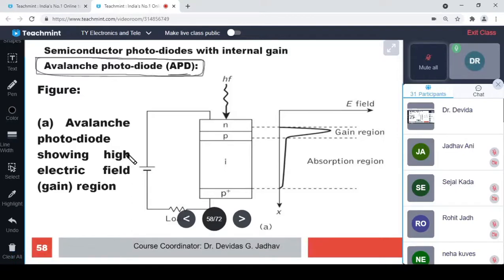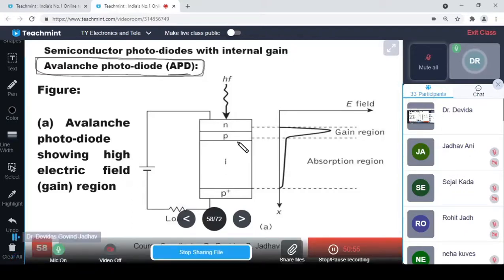There is also one P layer, and there is an intrinsic layer. In a PIN photodiode, only the P layer, N layer and intrinsic layer were there. But here, the intrinsic region is this, whereas the junction is different.